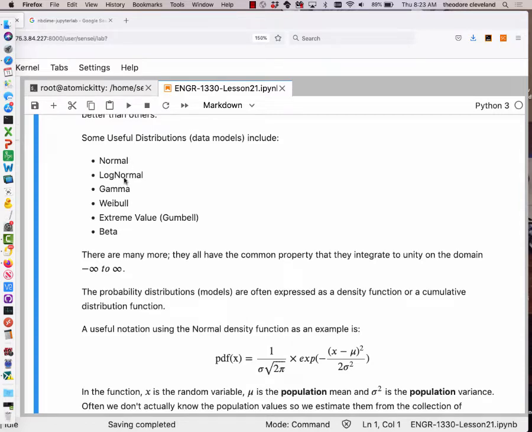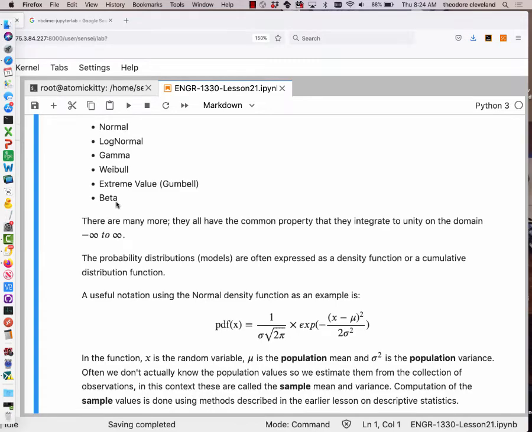Then there's log normal, which is a normal distribution for logs. So in countries where you cut down a lot of wood to make things, you deal with log normals. Now, that was a bad joke. It means the logarithmic transformation of the data is normally distributed. There's gamma, Weibull, which is a special case of gamma. Extreme value, which is the Gumbel distribution. That's somebody's name. It's not gumballs that come out of a machine. Beta, there's a bunch of them.